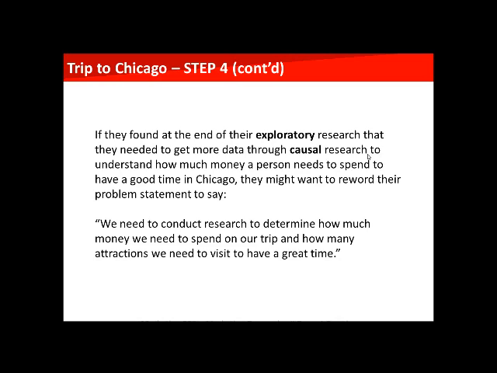If they found at the end of their exploratory research that they needed to get more data through causal research to understand how much money a person needs to spend to have a good time in Chicago, for example. So if I want to have a good time in Chicago, how much money do I need to spend? They might want to reword their problem statement to say, we need to conduct research to determine how much money we need to spend on our trip and how many attractions we need to visit to have a great time. So we have these two things that we want to look at, how much money we need to spend and how many attractions we need to visit in order to have a good time. So what's the effect on having a good time of these two causes?